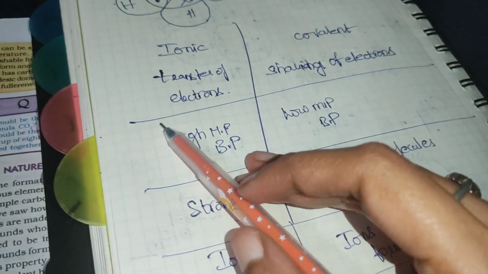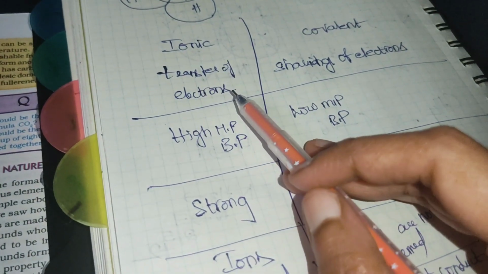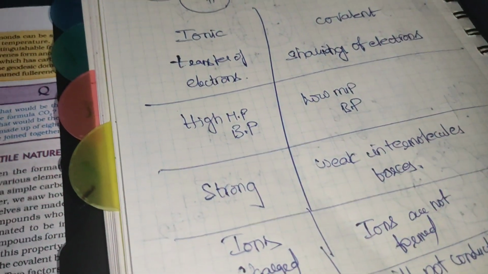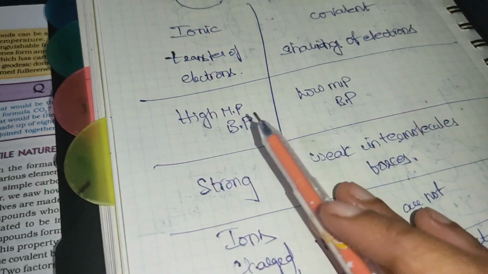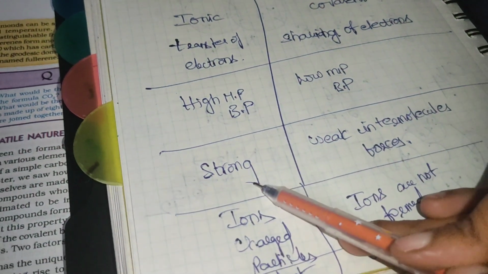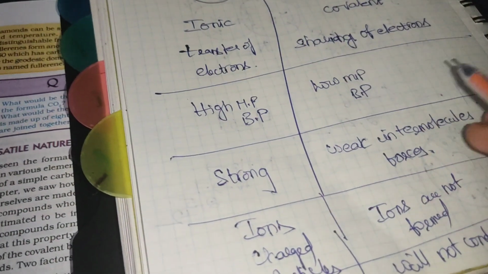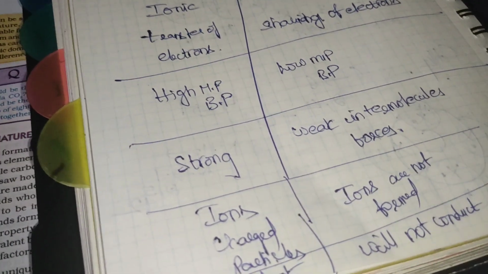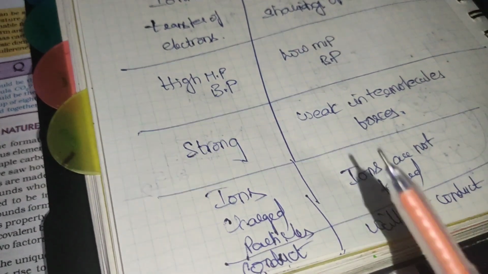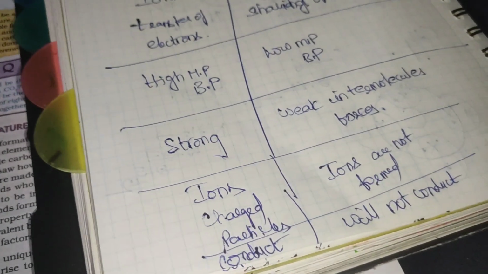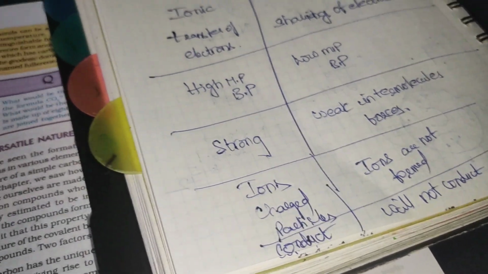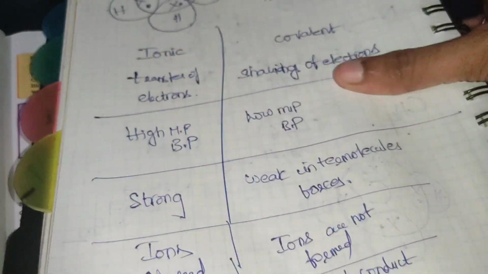Very easy. These ionic compounds are formed by transfer of electrons, by losing or gaining of electrons. Here the covalent compounds are formed by sharing of electrons. These have high melting and boiling points because of the strong bond present. Here they have low melting and boiling points. Though it appears to be strong forces, they are not strong; they are weak intermolecular forces. Here ions are formed, so they conduct electricity. Here ions are not formed, so they will not conduct electricity. Like this we can give the difference between these two.